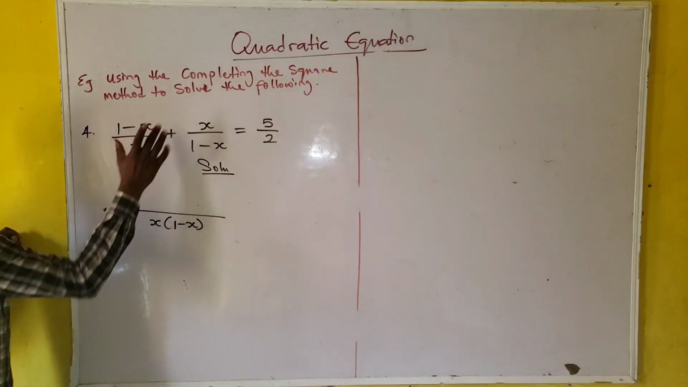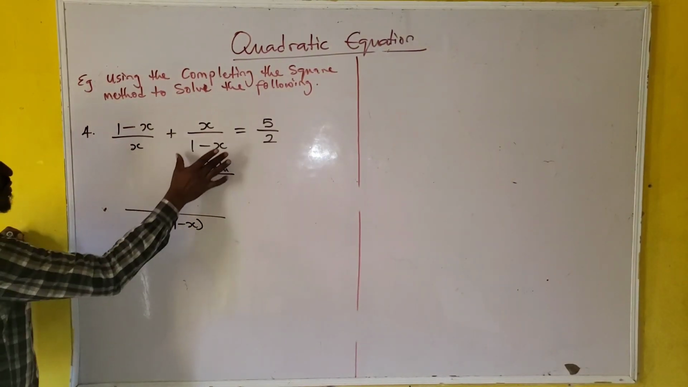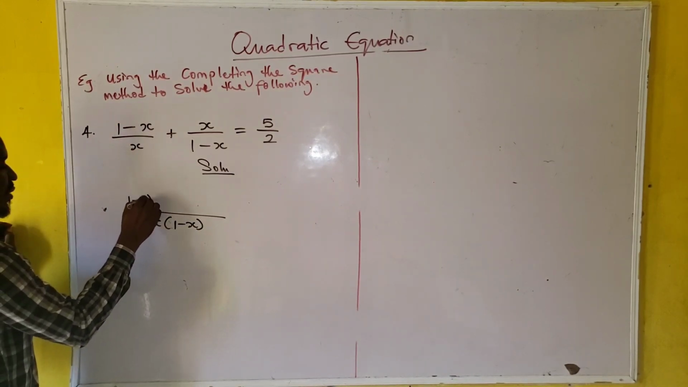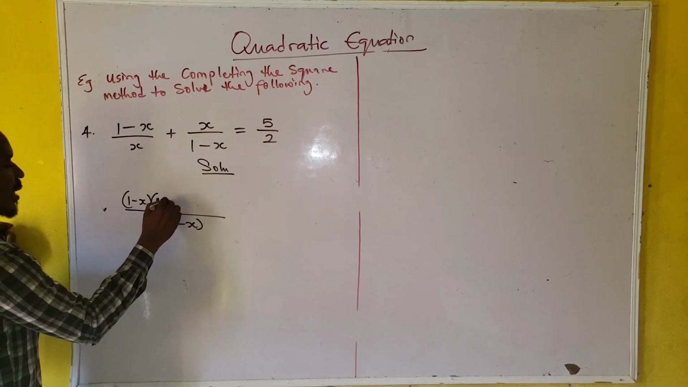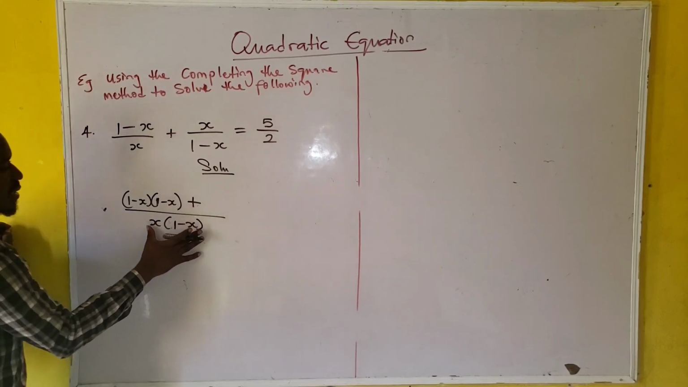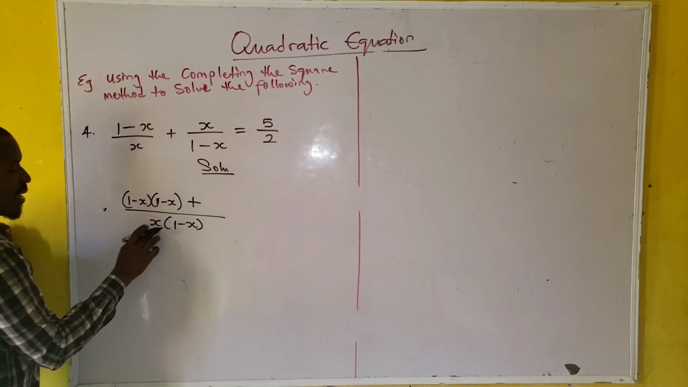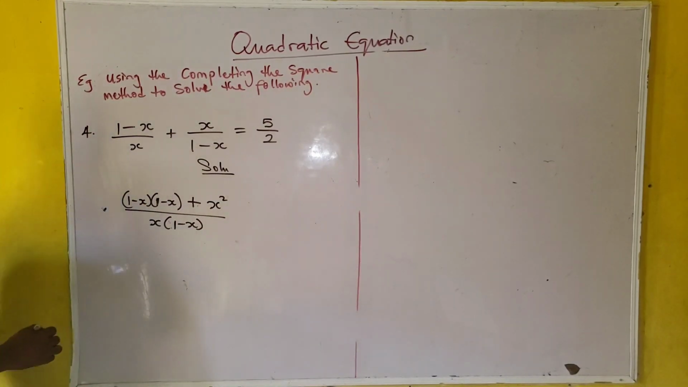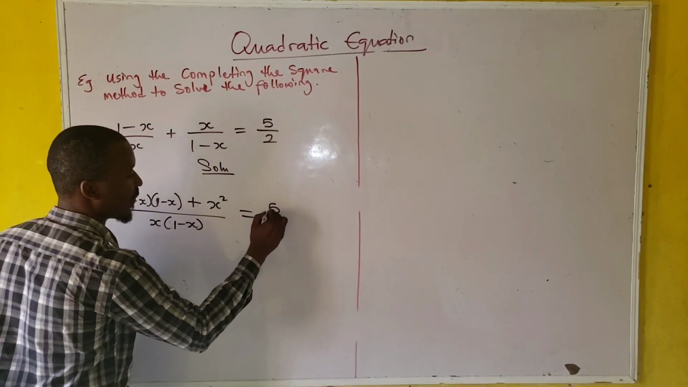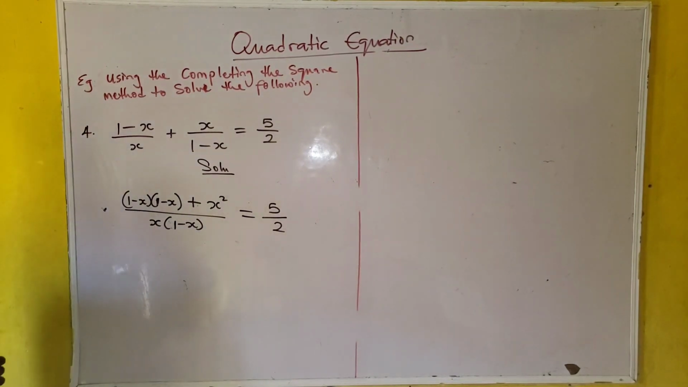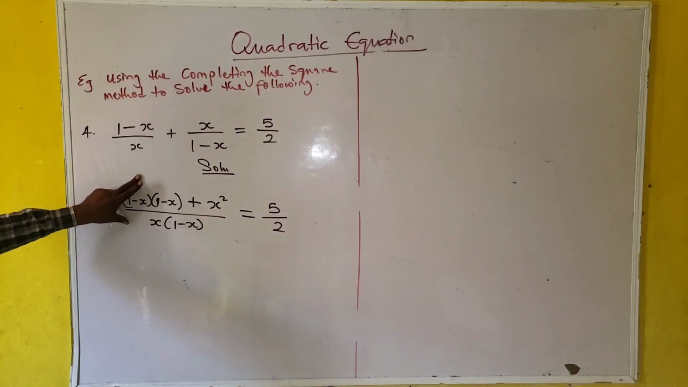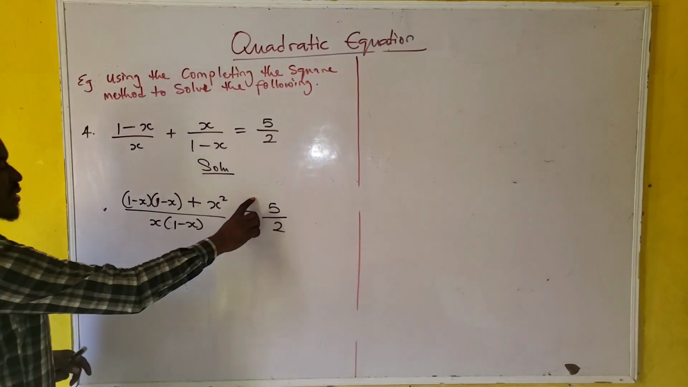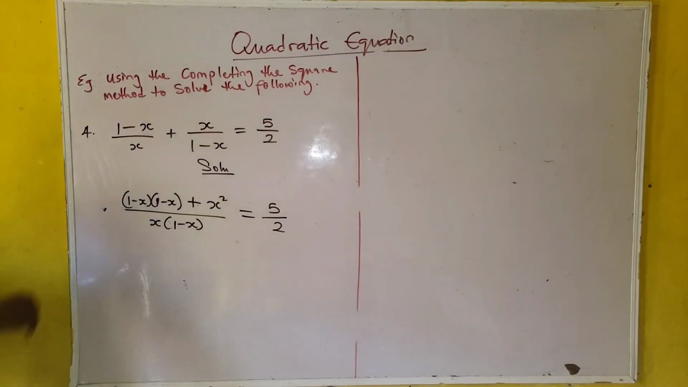So x into 1 minus x is the LCM of this and this. So use it to simplify this. This divided by this will give me this one. This one times this will have it as 1 minus x into 1 minus x, plus this divided by this will give me x here. x times this will give me plus x squared. Okay, then equal to 5 over 2. So we need to simplify this numerator, and if possible simplify the denominator, then we cross and multiply, then we can have our quadratic equation.